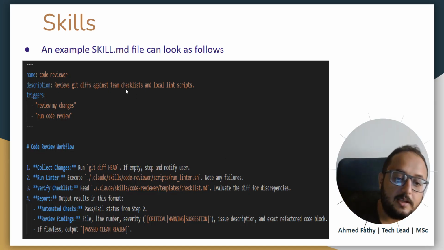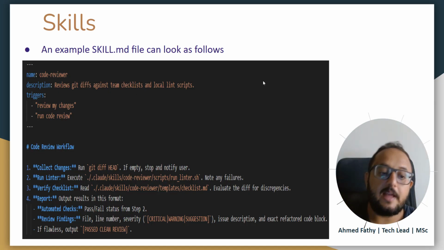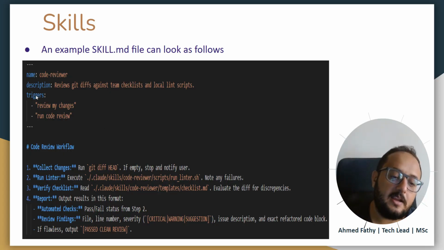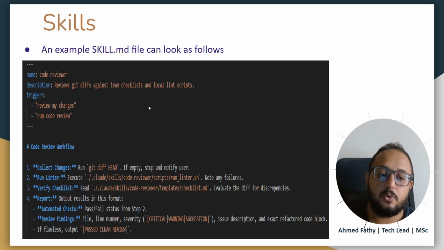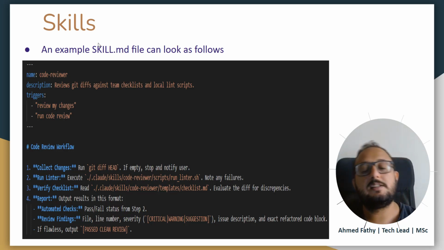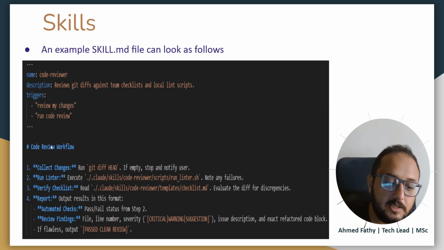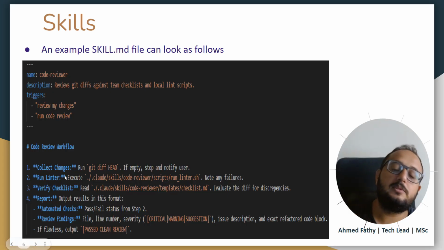The first part is called the YAML front matter, and you use YAML to write this. So you have keys and values. You define the name of the skill, a description of the skill, and this is very important because this is what tells the LLM when to use this skill. And you can define some other options. For example, here in this example we have triggers. So whenever the prompt says review my changes or run code review, this skill is expected to be triggered.